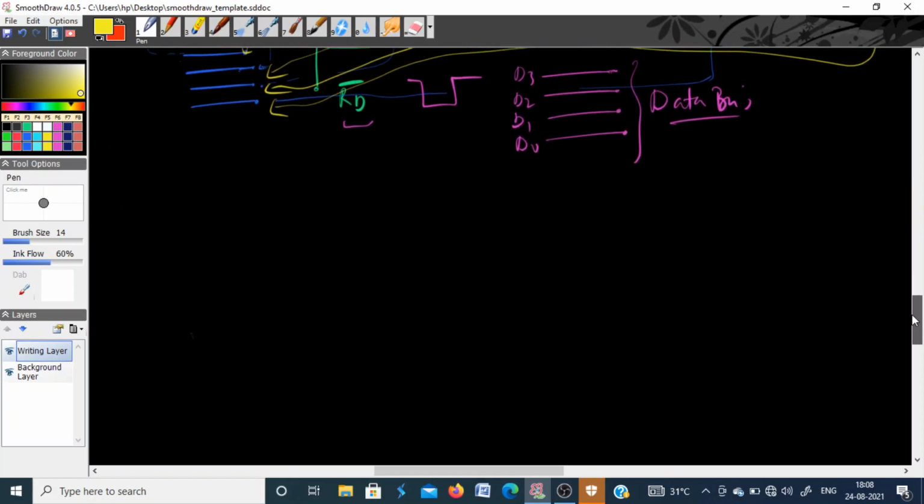I will just show it like this. Suppose this is some memory, and you have four data lines in this case. If you want to read some information from this memory, it has to come through the databus and go to the processor. If you want to write some information into the memory, it will come again through the same databus and go inside the memory.